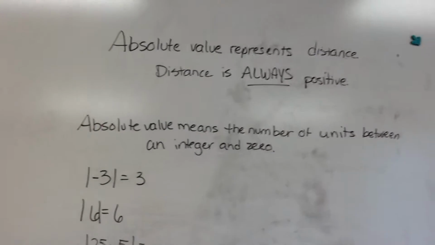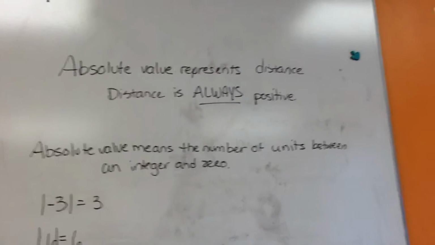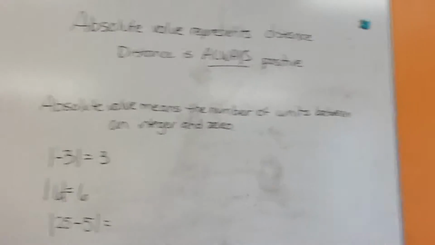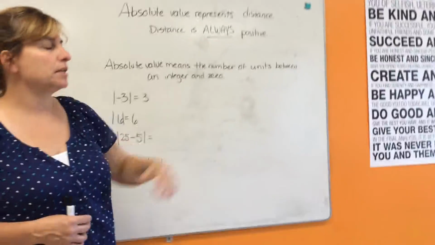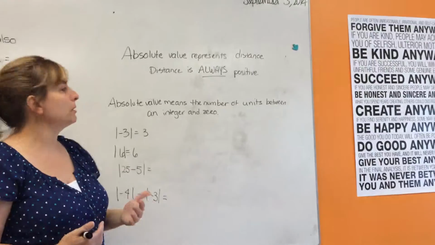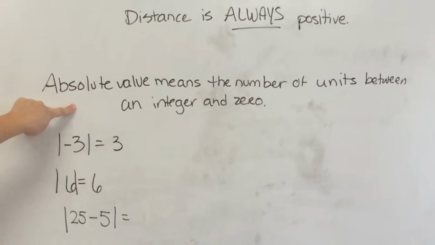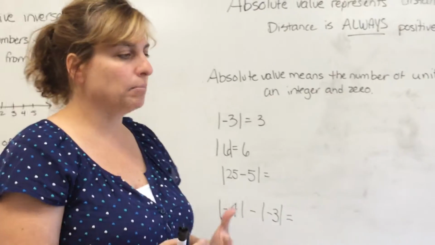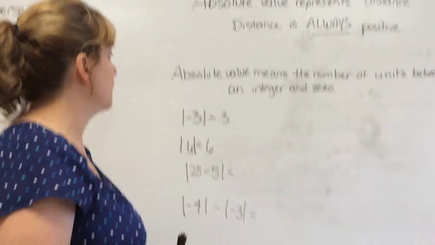Absolute value is something that you need to know. It represents the distance, and distance is always positive. So if I walked from here to the window, I'm not going to walk a negative amount. I'm always going to walk a positive amount. So when we're talking about absolute value, the actual definition means the number of units between an integer and 0. So we're always going from that number, that integer, to 0, and it's always going to be positive.